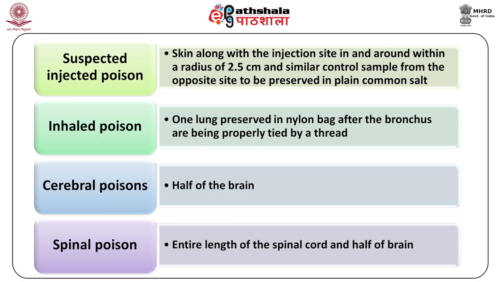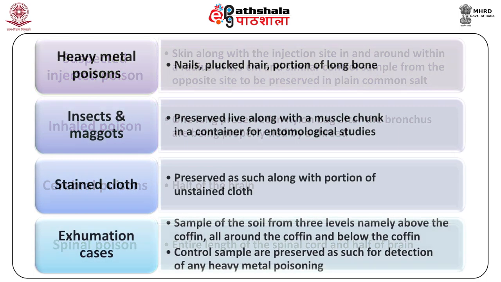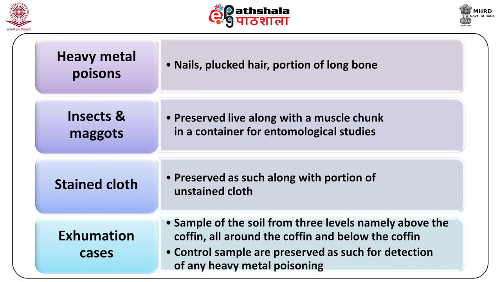Then in case of inhaled poisons, one lung is preserved in a nylon bag after the bronchus is properly tied by a thread. In case of cerebral poisons, half of the brain needs to be preserved. In case of spinal poisons, the entire length of the spinal cord as well as half of the brain. In case of heavy metal poisons, the nails, the plucked hair, and portions of the long bone all need to be preserved. Then insects and maggots also need to be preserved along with a muscle chunk in case of entomological studies.